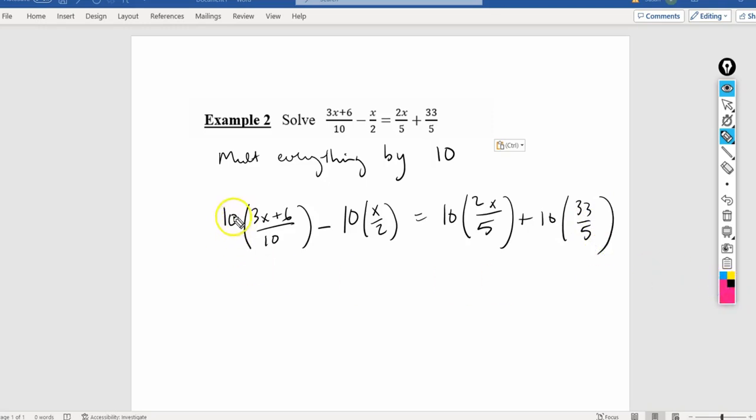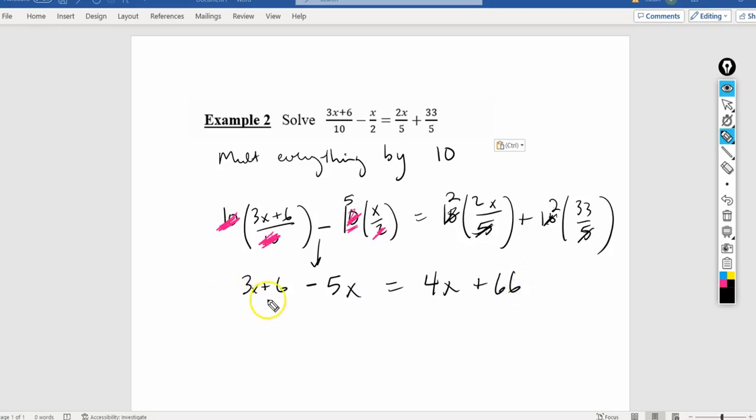Now we have cancellation. The 10s here will cancel, and I'm just going to be left with 3x plus 6. Then I'm copying the minus sign. And 10 divided by 2 is 5, so after the cancellation, I'll have 5, and I'll be left with 5x. Here, 10 divided by 5 is 2, so after the cancellation, I'll have 2, and 2 times 2x is 4x. And 10 divided by 5 is 2, and 2 times 33 is 66.